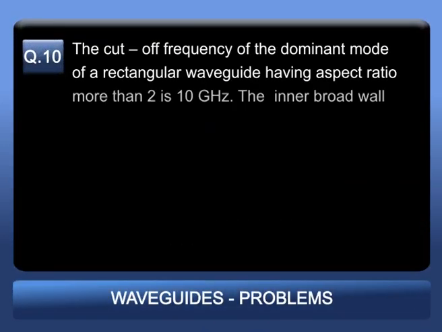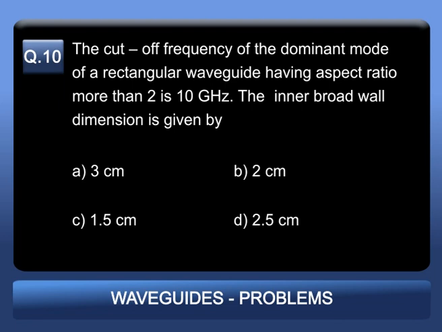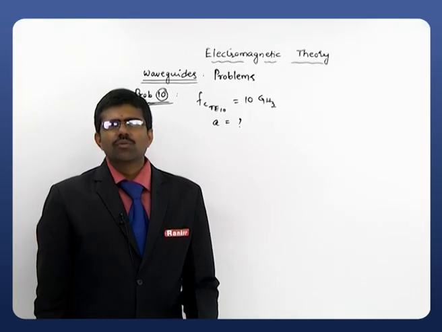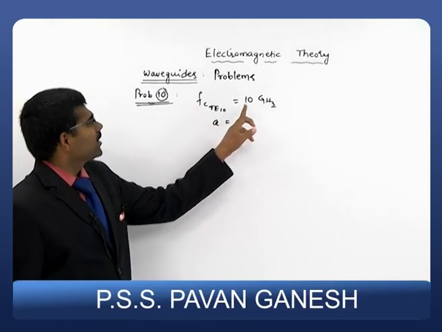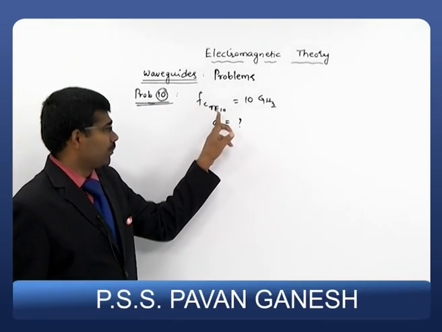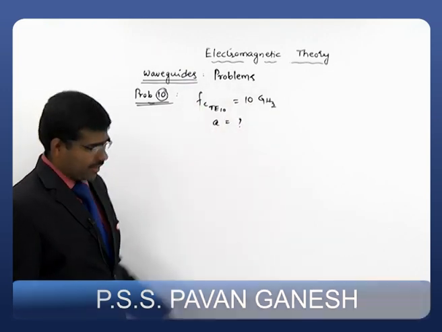Problem 10. The cutoff frequency of the dominant mode of a rectangular waveguide having aspect ratio more than 2 is 10 GHz. The inner broad wall dimension is given as option A 3 cm, option B 2 cm, option C 1.5 cm and option D 2.5 cm. So here is a very simple problem. What is given is that the cutoff frequency for the dominant mode, TE10, is 10 GHz. What is the inner broad dimension?